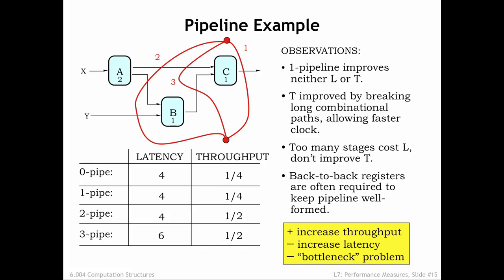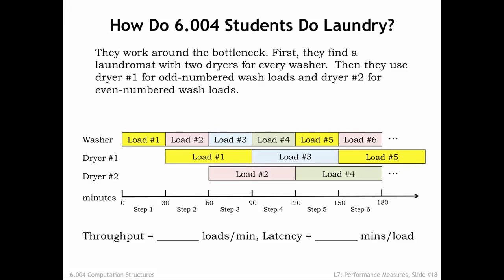Notice that once we've isolated the slowest component, we can't increase the throughput any further. How do we continue to improve? 6004 students work around the dryer bottleneck by finding a laundromat that has 2 dryers for every washer. Looking at the timeline, you can see the plan, which is divided into 30-minute steps. The washer is in use every step, producing a newly washed load every 30 minutes. Dryer usage is interleaved, where dryer number 1 is used to dry the odd-numbered loads, and dryer number 2 is used to dry the even-numbered loads.